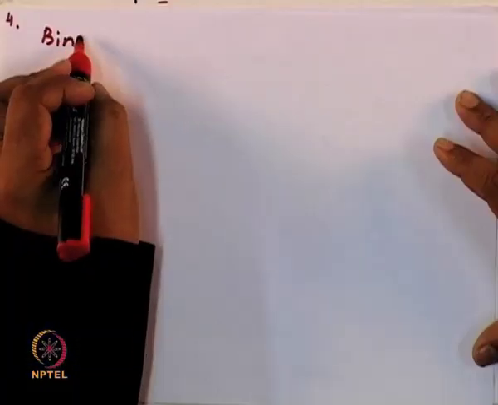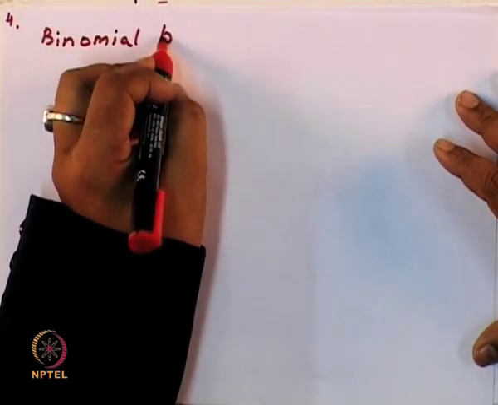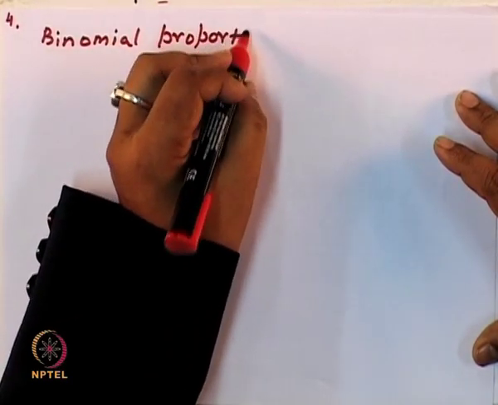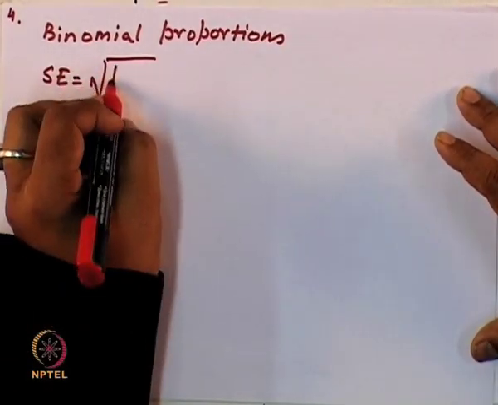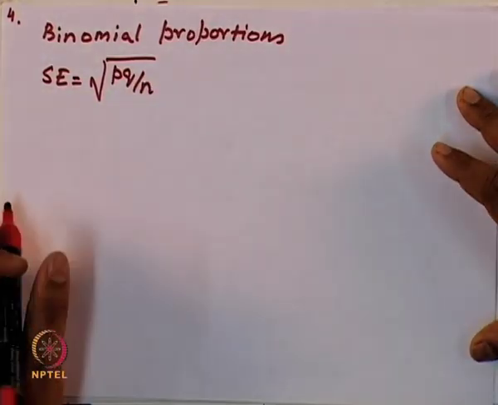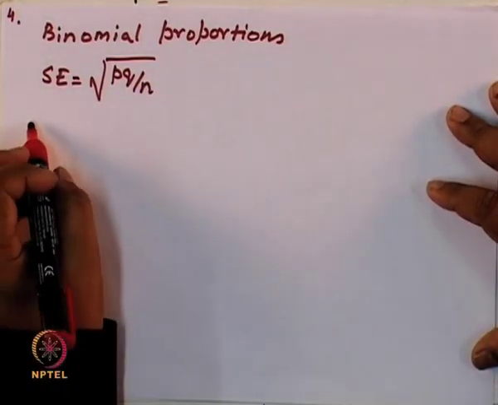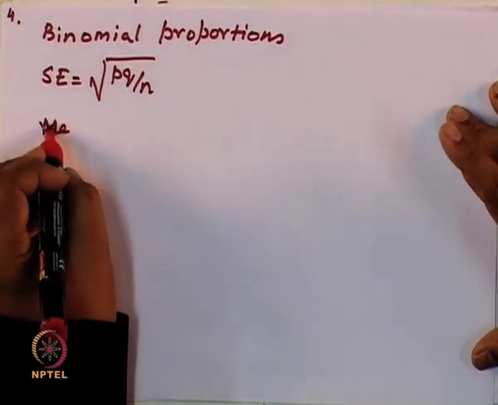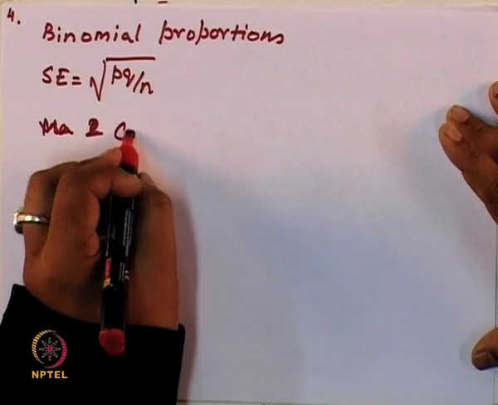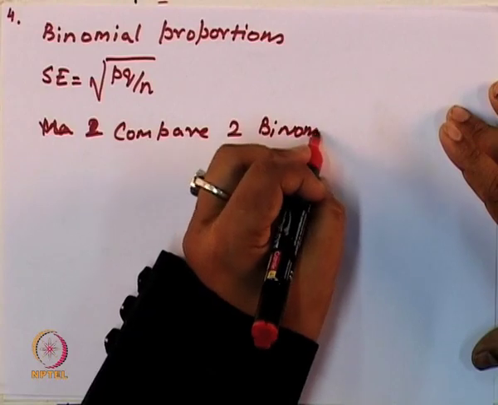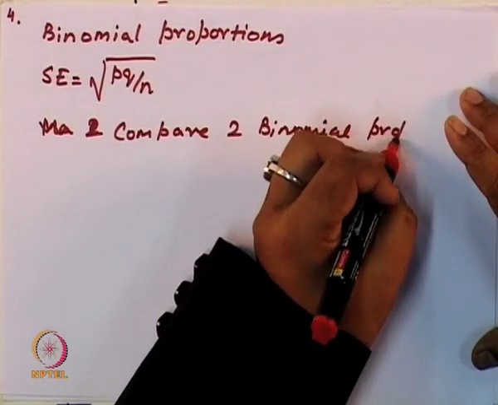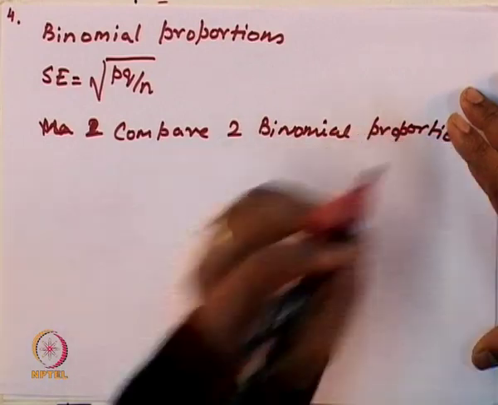Okay. So, we had discussed one more case for the case of binomial proportions. In this case, the standard error is given by root of pq by n. But if we want to compare the means of two binomial proportions, how would we do it?